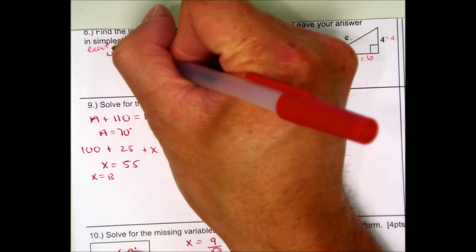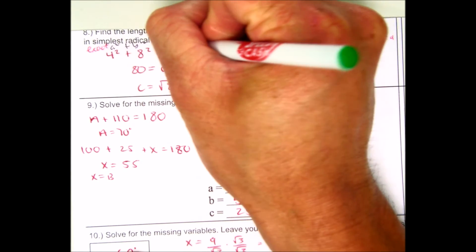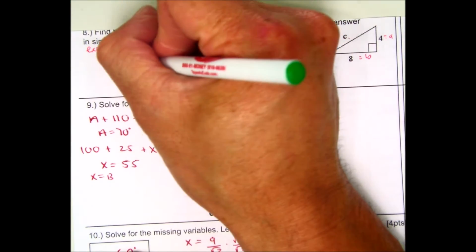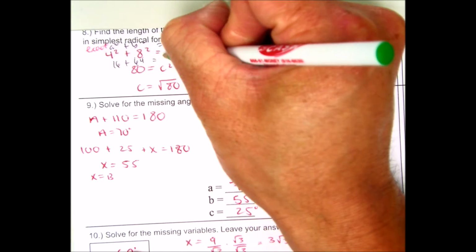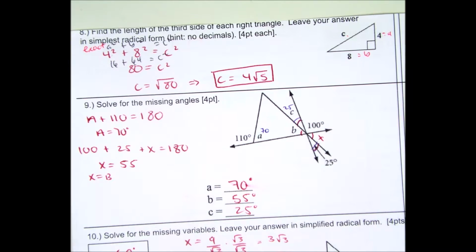So A squared plus B squared equals C squared. 4 squared is 16. 16 plus 8 squared is 64. 16 plus 64 is 80. Okay, this is where a lot of students have trouble.